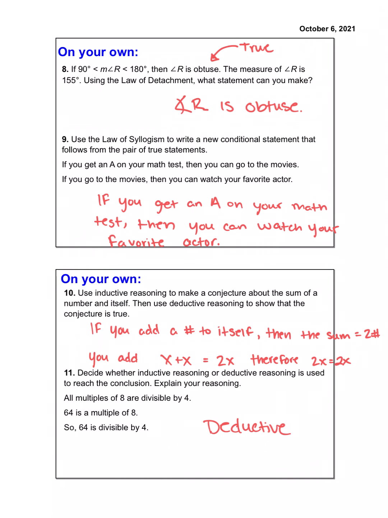Number 11, this one would be using deductive reasoning because it's using the law of deduction. So all multiples of 8 are divisible by 4. 64 is a multiple of 8, which gives you that this part is true. Since 64 is a multiple of 8, 64 then is divisible by 4.